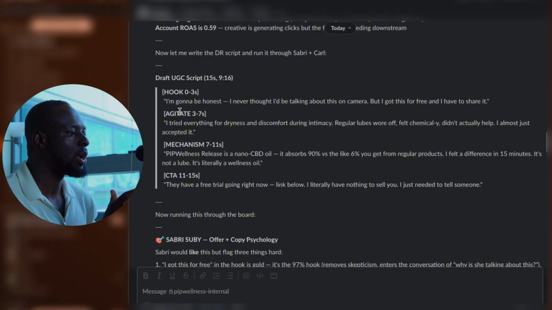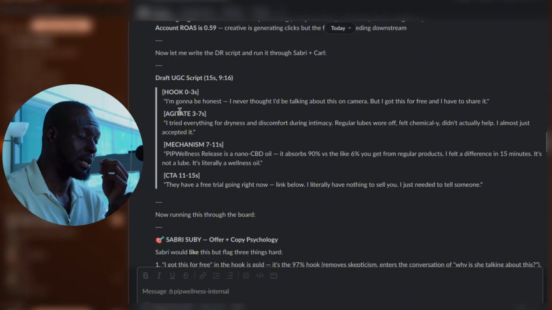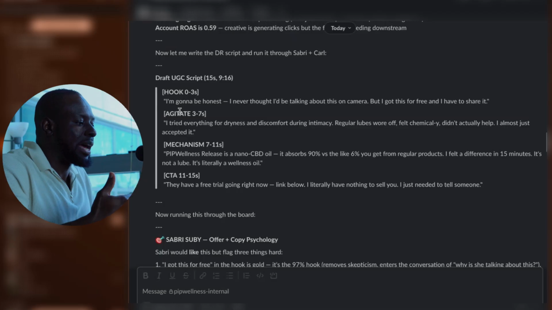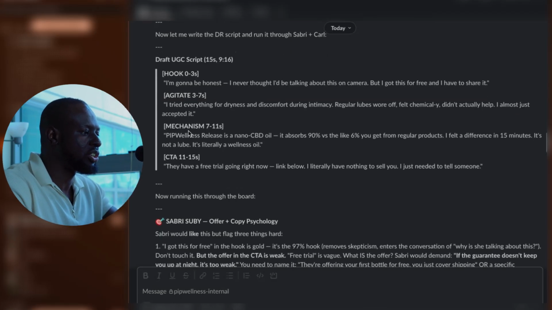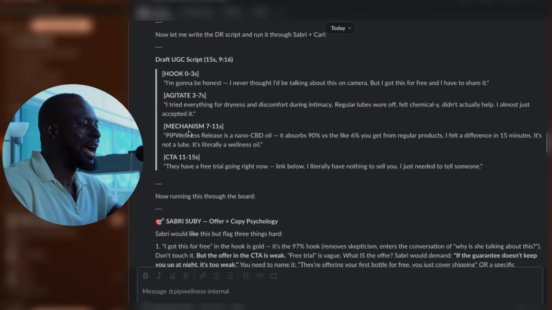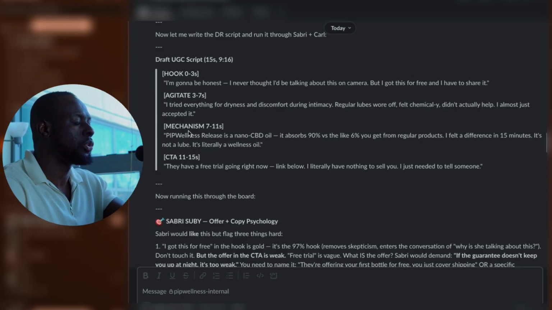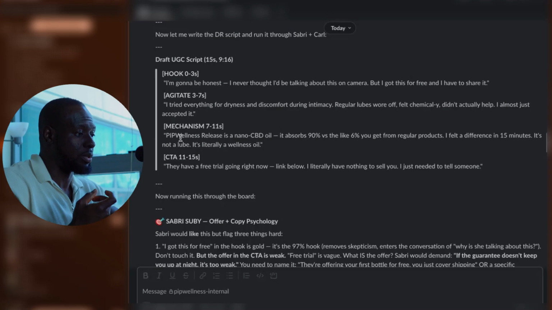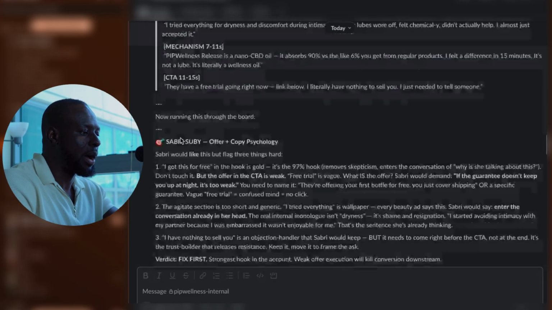Here's the new hook: "I'm gonna be honest, I never thought I'd be talking about this on camera." Okay, that's good. That catches people that are scrolling on social media. And then she agitates the problem: "I tried everything for dryness and discomfort during intimacy." This is the intimacy product. And then the mechanism, which is our client's product.